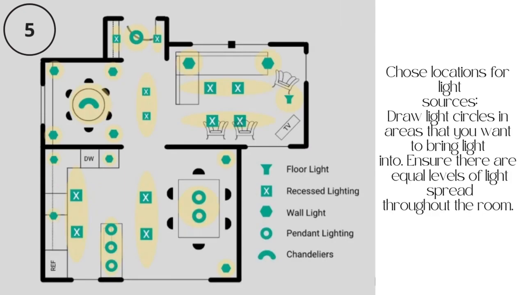The next step is to choose the locations of the light sources. Draw light circles in the areas that you want to bring light into. Draw the space that you want the lighting to illuminate. But try to avoid overlapping of fixtures and ensure that there are equal levels of light spread throughout the room. The aim here is to dodge any dark spots.